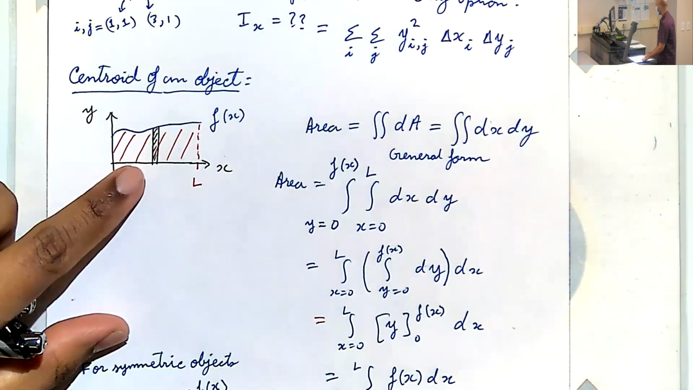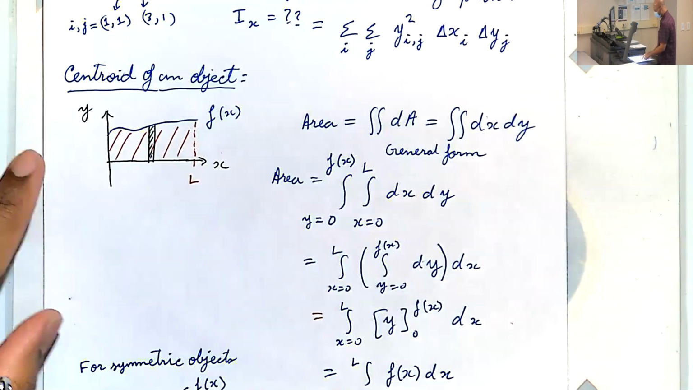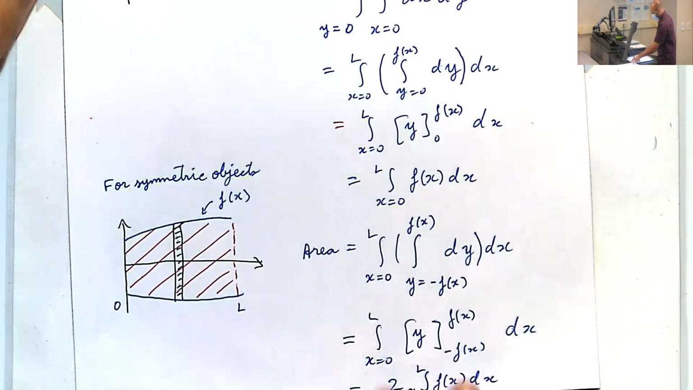We will take the same curve as here. Instead of computing the area, we'll compute the centroid in x and in y. Okay, so let's see.